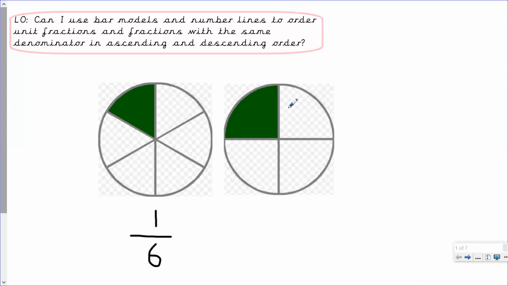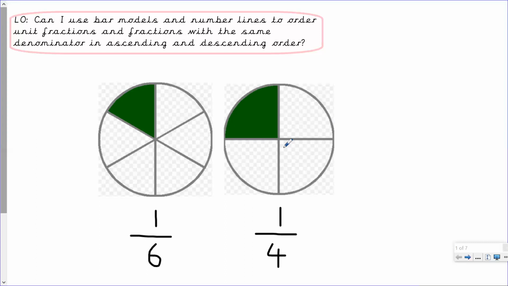In this shape, we've got the same shape, but it's been divided into 1, 2, 3, 4 parts instead of 6. And one part is shaded as well. So this is 1/4. Okay, what do you notice about these two fractions? Which one is larger and which one is smaller? Why? Pause the video, have a think, talk to your partner, or if you've got somebody available around you could talk to them, or just think to yourself in your head.